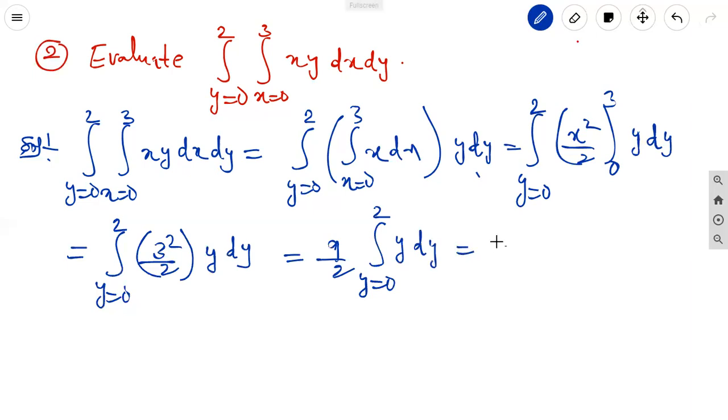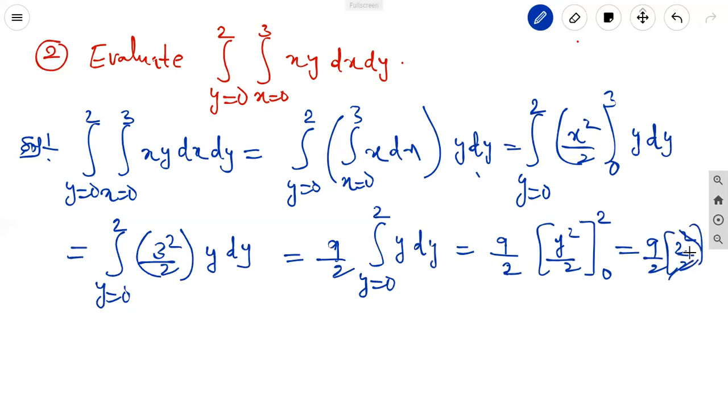That is equal to 9 by 2. Y integration is y square by 2, limits from 0 to 2. Again here lower limit is 0, upper limit is 2. 2 square by 2 minus 0 square by 2. The second term reduced to 0. So it is equal to 9 by 2 into 2 square by 2. Here 2 ones are 2, get cancelled, 2 ones are 2, get cancelled. It is equal to 9, that is the answer.